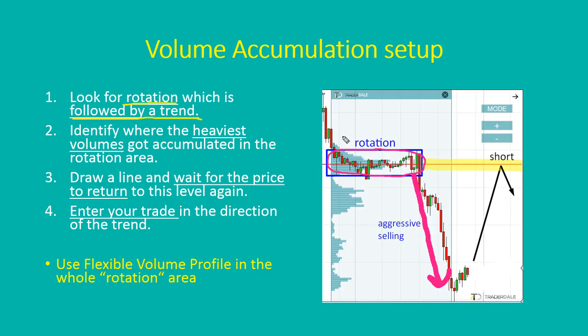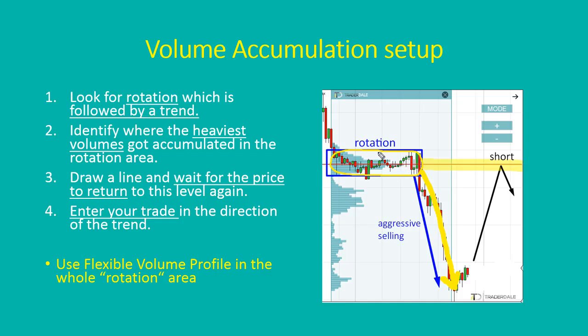Next step, what you want to do is you identify where the heaviest volumes got accumulated within the rotation area. So you use the flexible profile, or you can also use the fixed profiles, but in this case it's probably better to use the flexible profile and you stretch it over the whole rotation area. So you stretch it over this area. This is the rotation area. Alright? It doesn't matter if you stretch it over the trend as well, because you are interested in the volumes in the rotation area, which will show nicely.